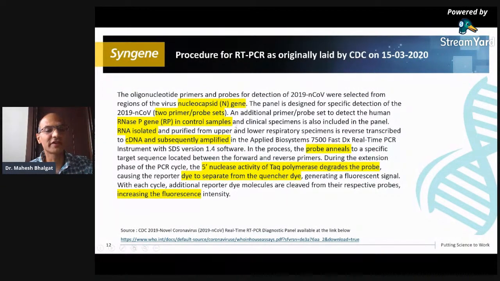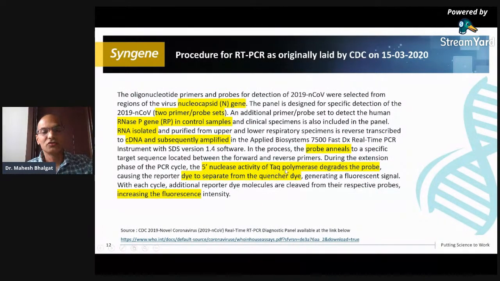Along with that, they of course have controls, which is the RNase P gene. The way this test works is you have RNA that gets isolated using RNA isolation kits, which is transcribed into cDNA, which then gets amplified. This amplified cDNA is used for probes that are put in, where the probes and primers anneal to this particular amplified DNA.